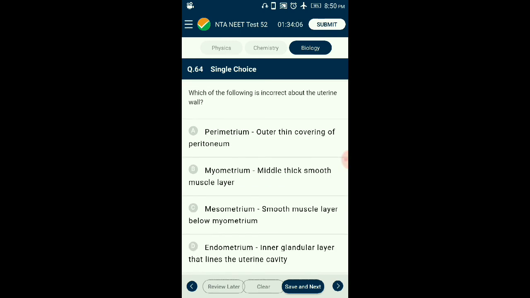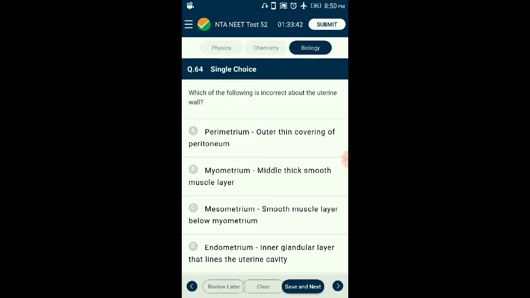Question number 64. Which of the following is incorrect about the uterine wall? The uterus is a part of the female reproductive system and is also known as the womb. It is an inverted pear-shaped organ that bears the fetus during pregnancy. The uterine wall has three layers, which are perimetrium, myometrium and endometrium.